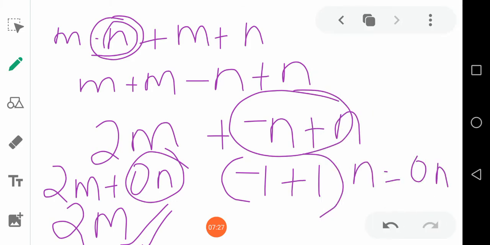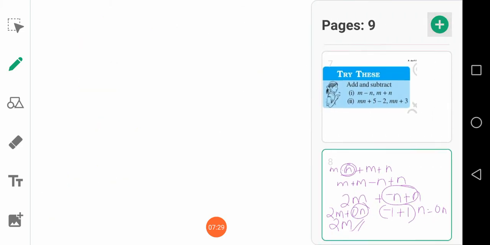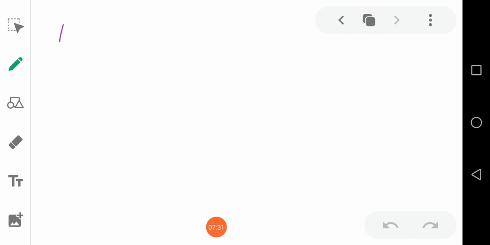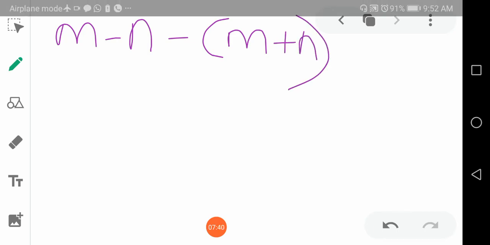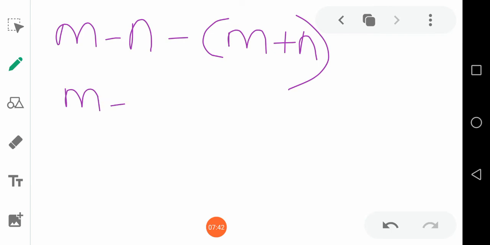Add and subtract. They have asked you to subtract also, right? So, we'll subtract it once. That means m minus n minus m plus n. So, here you have to remember something. Always when you are subtracting, for the second algebraic expression, you just enclose it in a bracket. Okay. So, it will be like this.